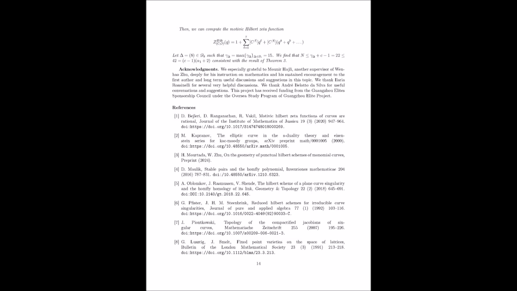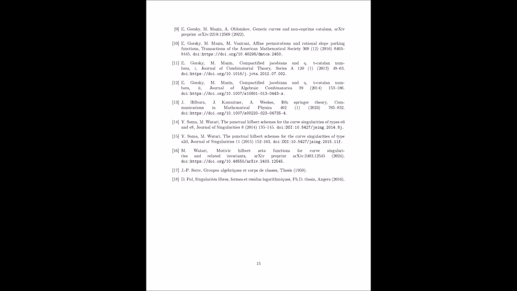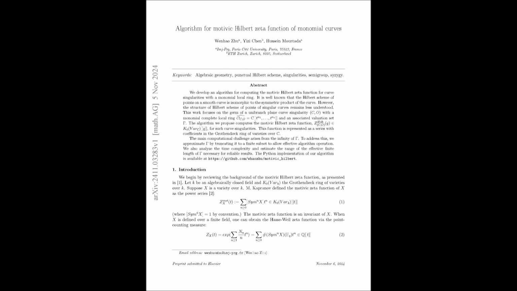Okay, so to really get a grip on the Motivic Hilbert Zeta function for these curved singularities, we need to understand something called the punctual Hilbert scheme. For integers l at least 1, the punctual Hilbert scheme of the curve germ is defined as the set of ideals of A with colength l. So it's the set of all ideals in the local ring of our curved singularity that have a specific colength.